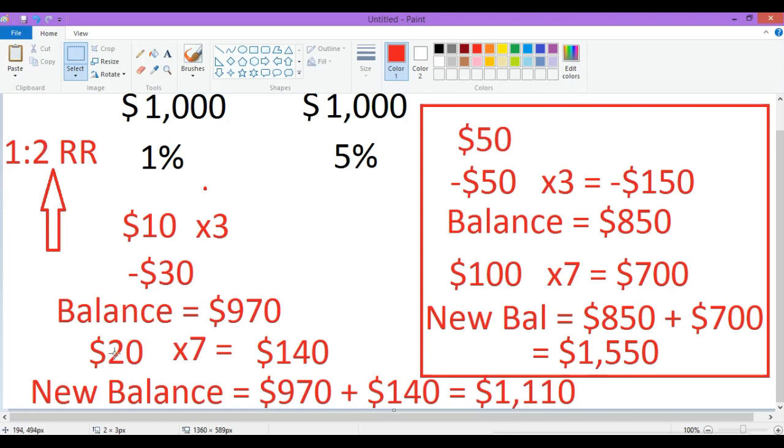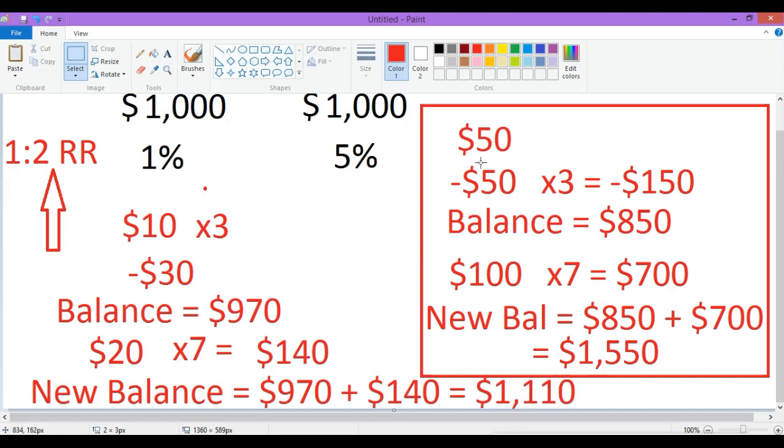So now you have $20 back in profit, and $20 multiplied by 7 gives you $140, which is actually your profits at the end of the week. Now we multiply, you add the profit to your balance, and we have $1,110, and you've made a profit of $110 that week.